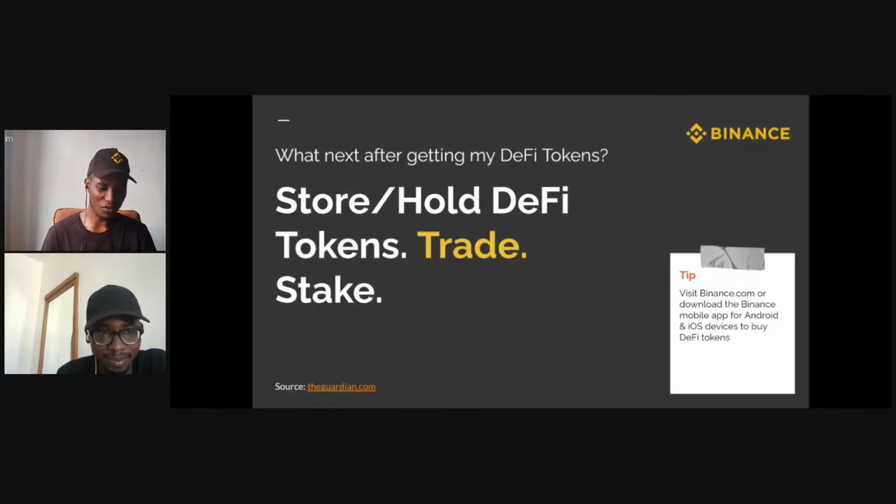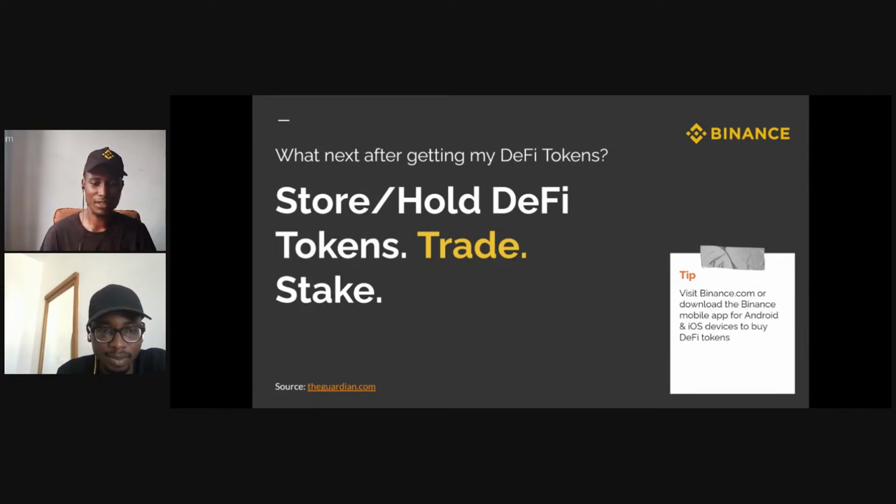Now let's move on to the last part of this section. You've gotten your DeFi tokens. So what next? What are you going to do with the DeFi tokens that you've just purchased? There are three simple activities you want to do. First, you can decide to hold these tokens in your wallet on Binance for possible gains. You are thinking the price is going to go up. You've probably done your research and you know this coin has utility and the price will probably appreciate in the near future. You want to store them or hold them, then sell for profit later.